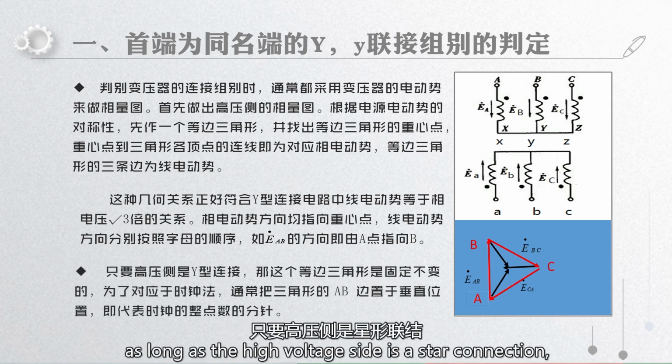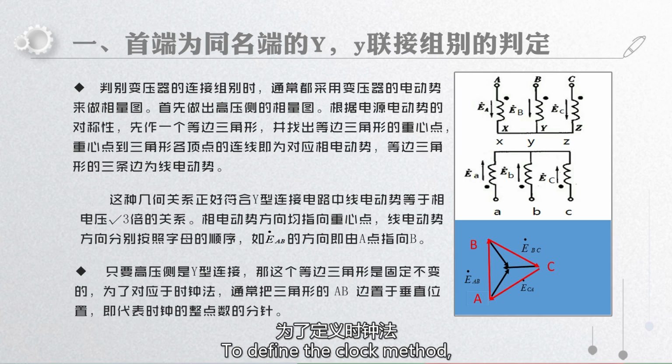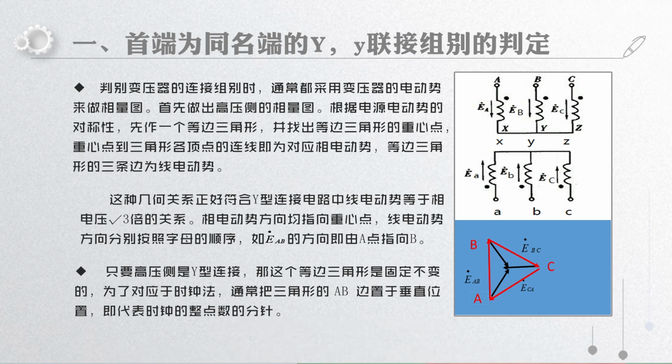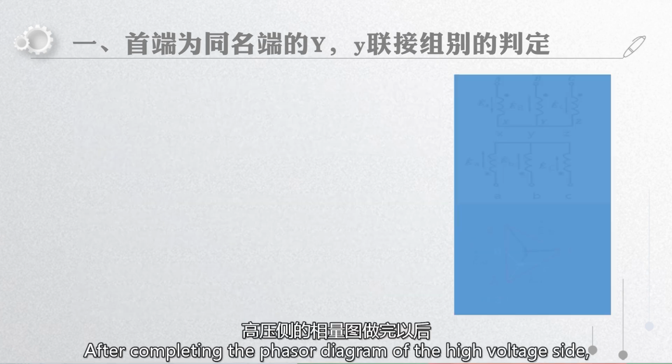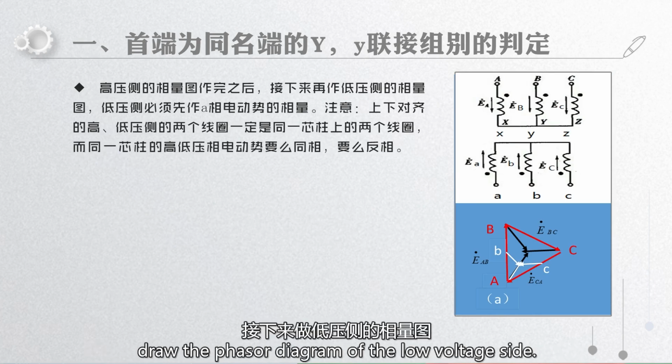Remember, as long as the high voltage side is a star connection, this equilateral triangle is fixed. To define the clock method, the side AB of the triangle is usually placed in the vertical position. This represents the minute hand of the clock. After completing the phasor diagram of the high voltage side, draw the phasor diagram of the low voltage side.